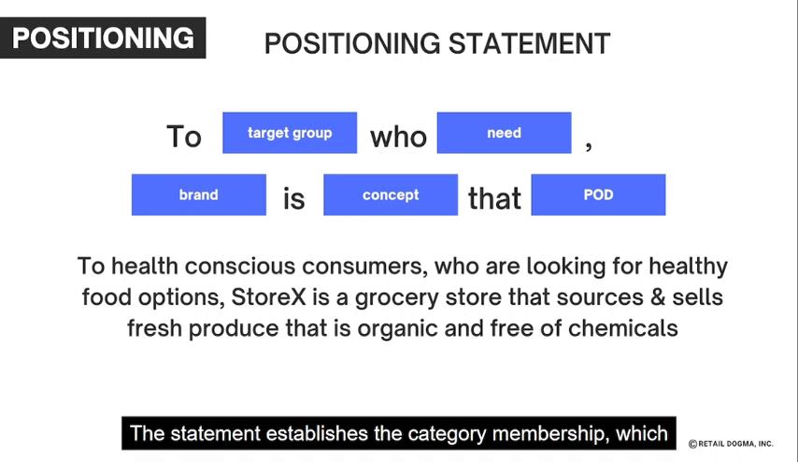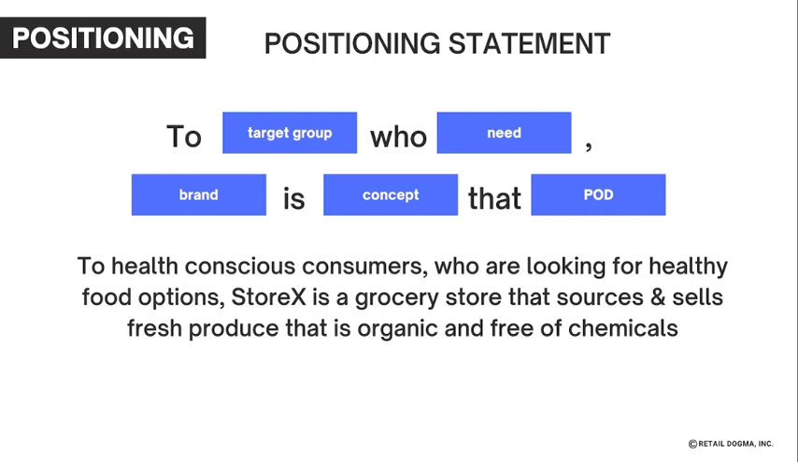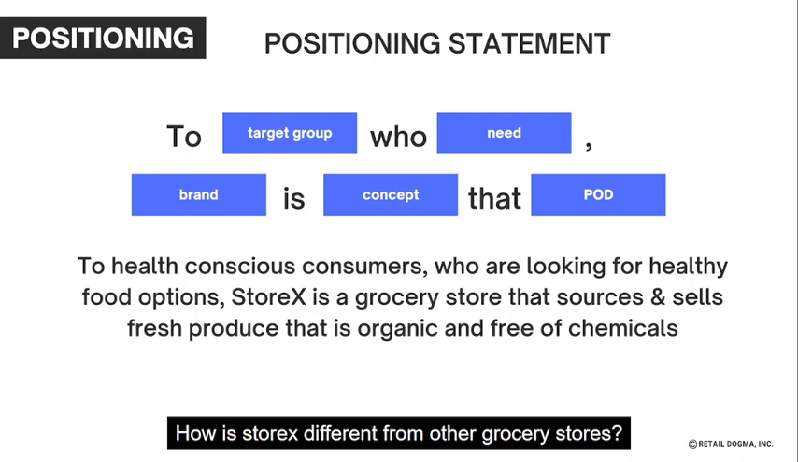The statement establishes the category membership, which is here grocery stores, and then mentions the point of difference from other members of the same category. How is Store X different from other grocery stores? For example, here that it sources organic and chemical-free produce. This positioning statement is then used as an internal guide for other activities within the company.